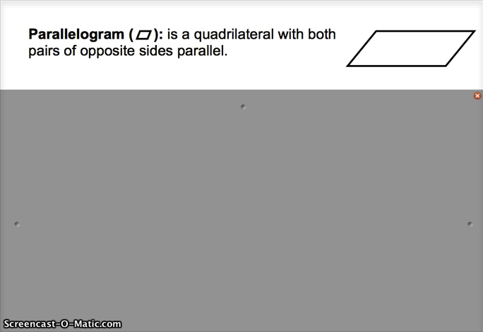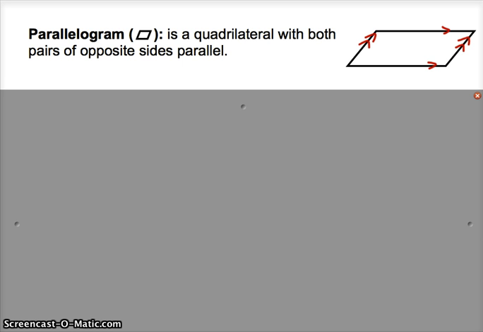Parallelogram. Notice the symbol for a parallelogram you can use looks sort of like a parallelogram. The definition is it's a quadrilateral with both pairs of opposite sides parallel. So if you look to the right, to be a parallelogram, the top and the bottom have to be parallel, and then the left and the right sides are also going to be parallel. So the definition tells you opposite sides are parallel to each other.